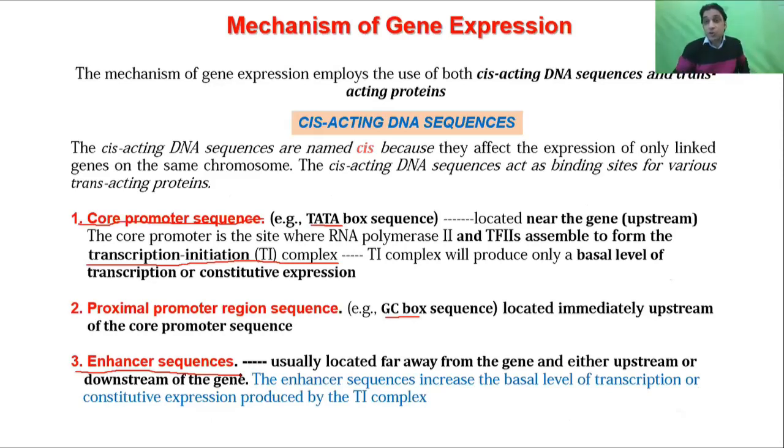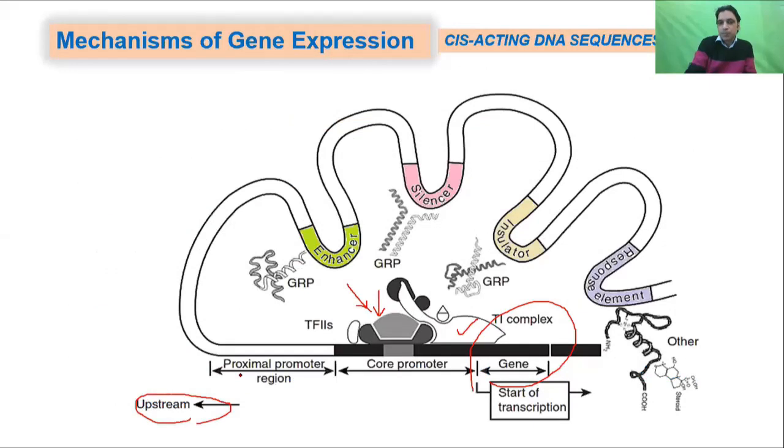Earlier, it was a constitutive expression, basal level. If the TI complex, the transcription initiation complex, is there, it can produce the constitutive expression. But with the presence of enhancer sequences, the expression is increased a lot. I will show you how a sequence present far away is able to increase the expression of a gene.